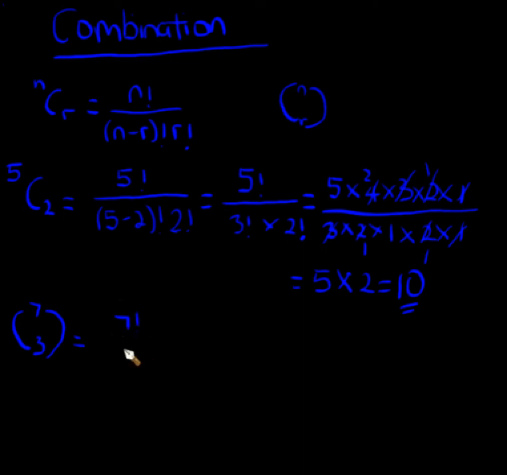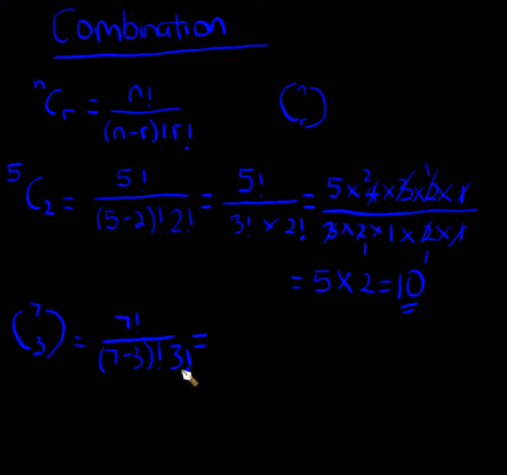7 factorial all over. Now we're going to take the difference between 7 and 3, the number at the top and the number at the bottom. So at the denominator, we're going to have 7 minus 3 factorial, multiplied by the number at the bottom, right? 3 factorial. Hope is clear? Yes.